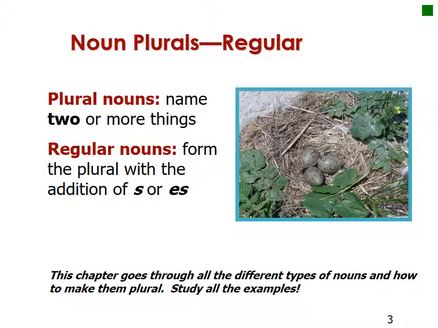Plural nouns name two or more things. Regular nouns can form the plural with the addition of s or es. There are numerous different types of nouns with great examples in the ebook. Be sure to study all the examples. If you ever forget, you can always look it up online as well.